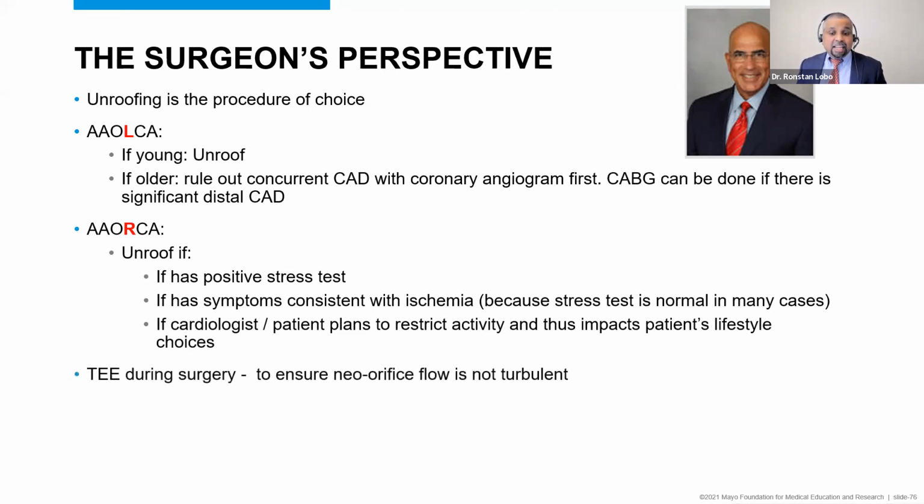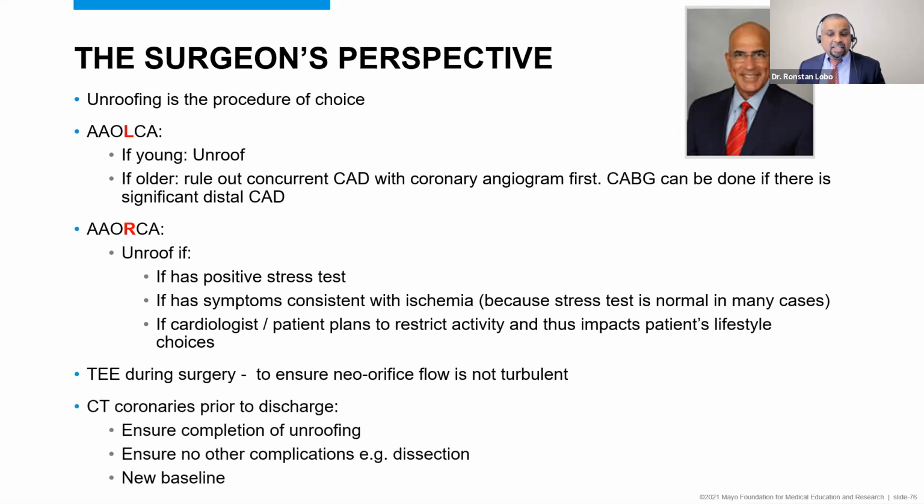He obtains a TEE during the surgery to ensure the neo-orifice blood flow is not turbulent. And more importantly, he always obtains a CT of the coronaries prior to discharge. This is to ensure that there's completion of the unroofing. It's also to ensure that there are no other complications such as dissection. And it also provides a new baseline image, so comparisons can be made if something were to happen in the future.